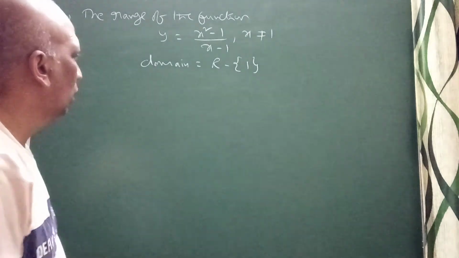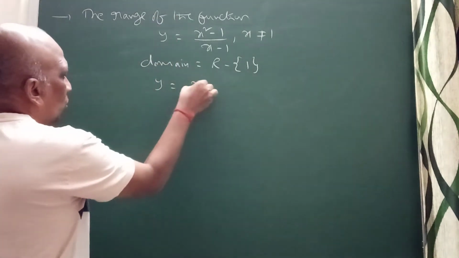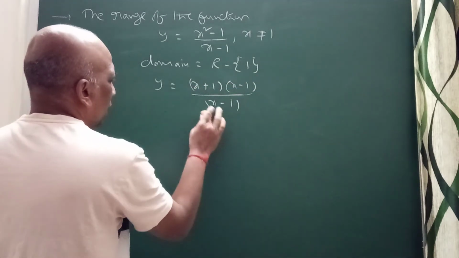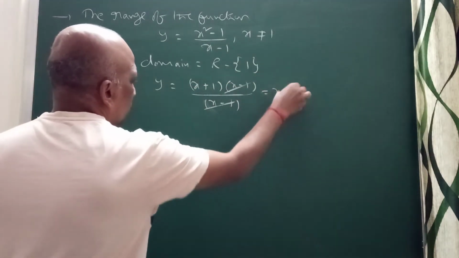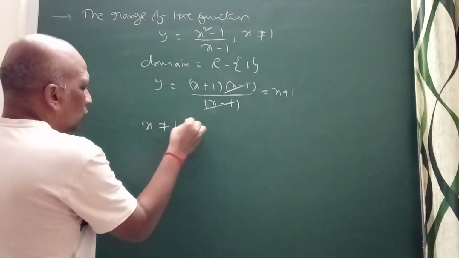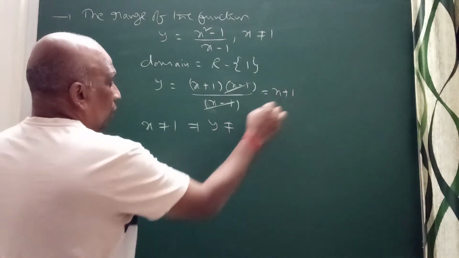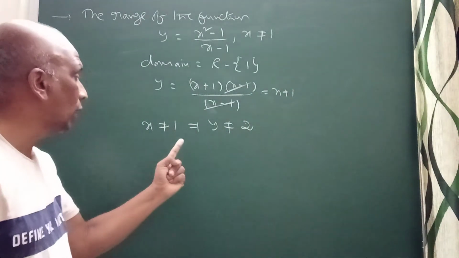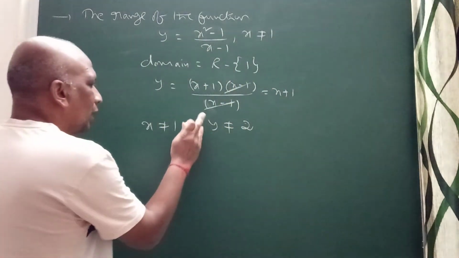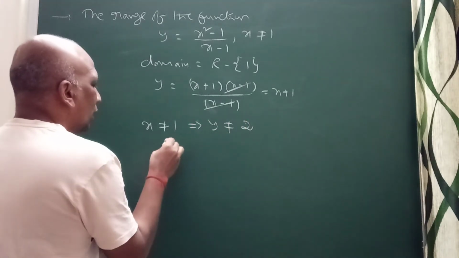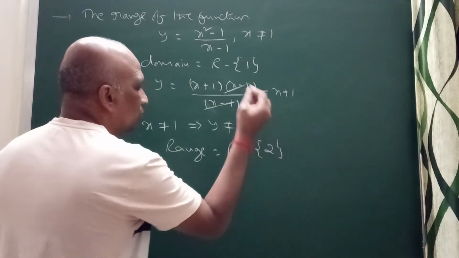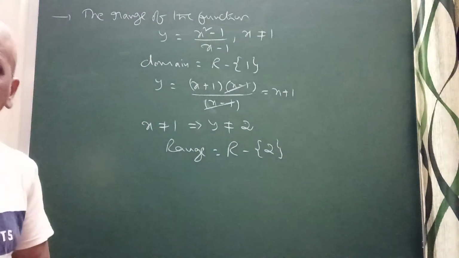Domain R minus 1. Suppose if I simplify this, y is equal to x plus 1 into x minus 1 by x minus 1. It's correct. Then again x plus 1 it comes. Correct. But when x not equal to 1, we know that. So x not equal to 1. So definitely y value should not be 1 plus 1, 2, right? When x equal to 1, y is equal to 2. But x not equal to 1, y should not be 2. So we can take any value of y but except 2. So I can write range is equal to R minus 2. That will be your range of this function.